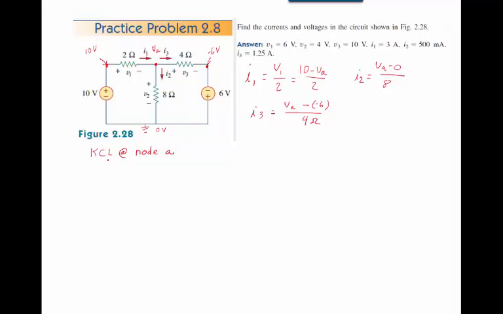That's what I'm going to do. And I'm going to say the current in equals the current out. And then I'm going to go ahead and substitute my relationships in here. So 10 minus VA over 2 equals VA over 8 plus, and VA minus minus 6 is VA plus 6, right? Over 4.